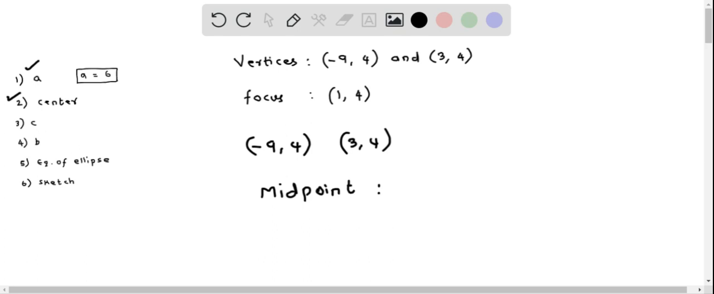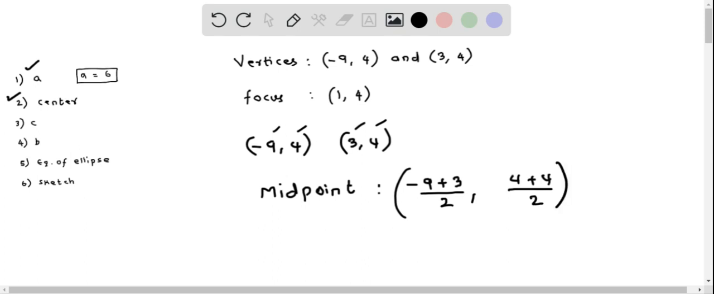For midpoint, we consider this as x1 and x2. So we add them together, that is x1 plus x2. This divided by 2 gives the x coordinate of the center. We then consider the y coordinates, add them together and divide by 2. So it is 4 plus 4 divided by 2. And so this one is the coordinate of the center, that is c equals negative 9 plus 3 is negative 6, and negative 6 divided by 2 is negative 3. And this one is 4 plus 4 is 8. 8 divided by 2 is 4.